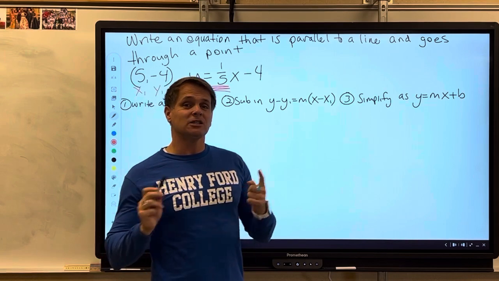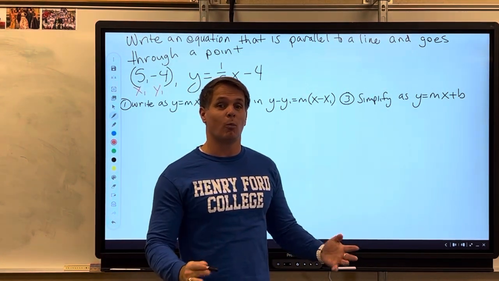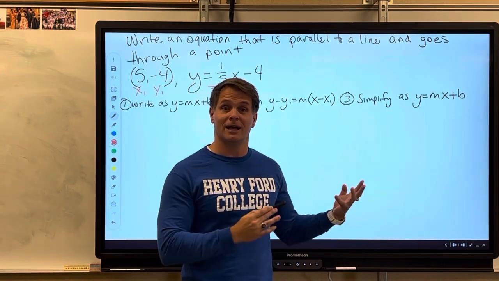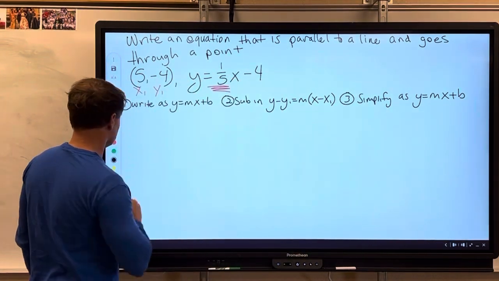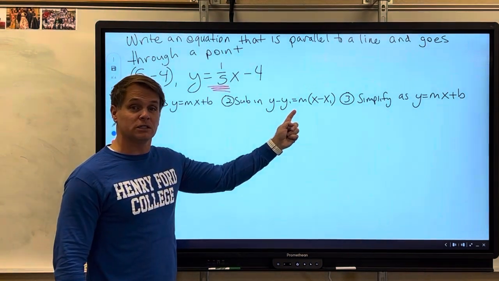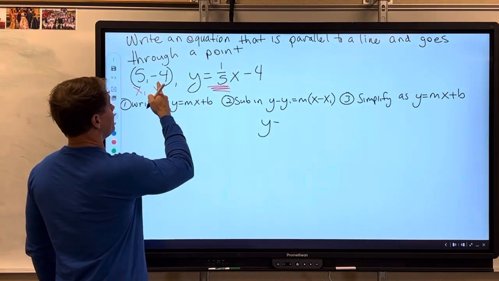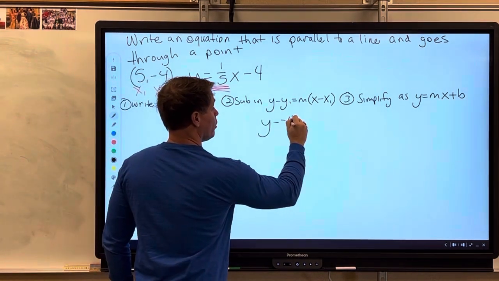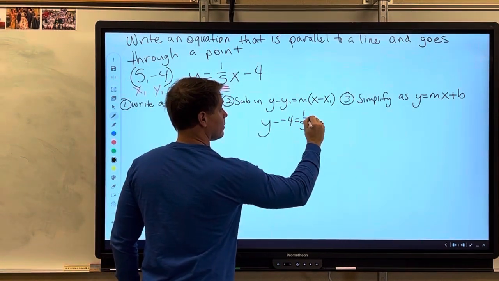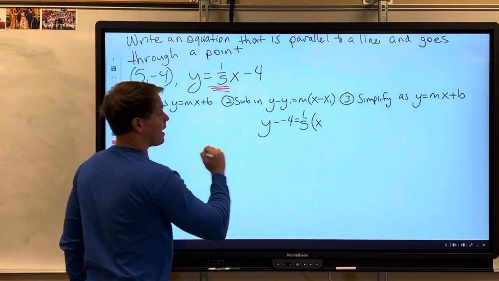Now, when a line is parallel to another line, it has the same slope. We don't have to change the slope at all. We just keep the slope and use it again in the next equation. So I'm going to substitute these values in for this equation here. y minus y1 is negative 4. The m is 1/5. And I got x minus 5.